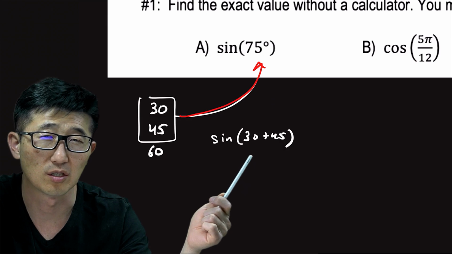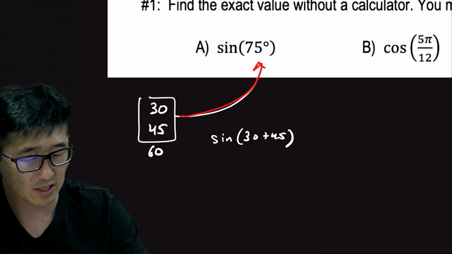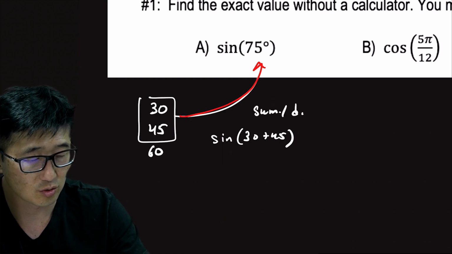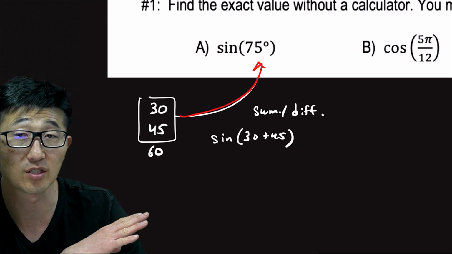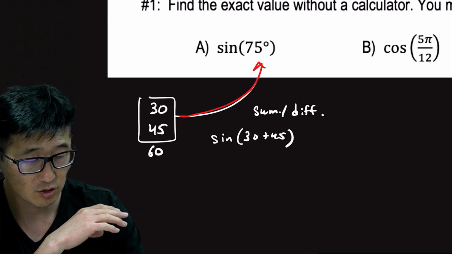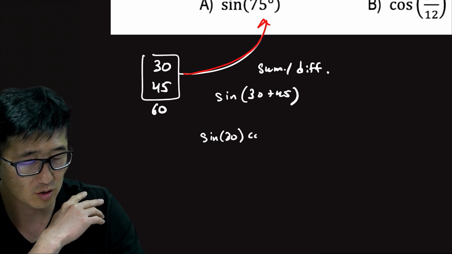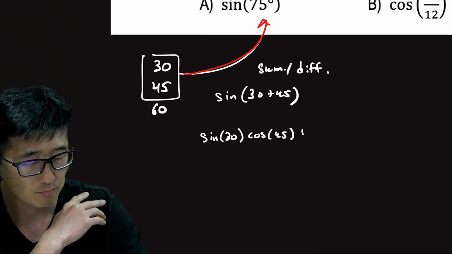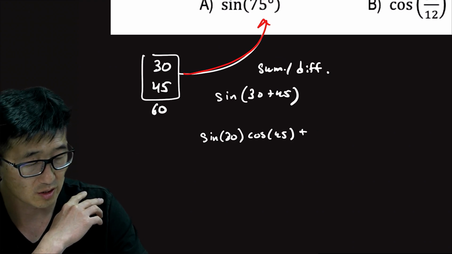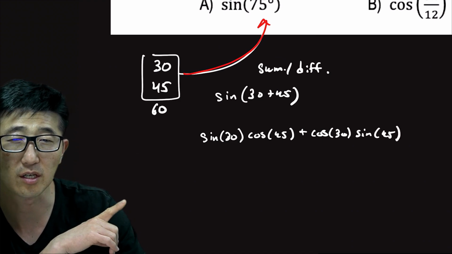What is this called? Now notice the angles inside here are being added. This situation is called sum and difference of trig functions. There's a formula that you have to memorize to expand this. This will expand to sine 30 cosine 45 plus cosine 30 sine 45. Do you remember this at all?